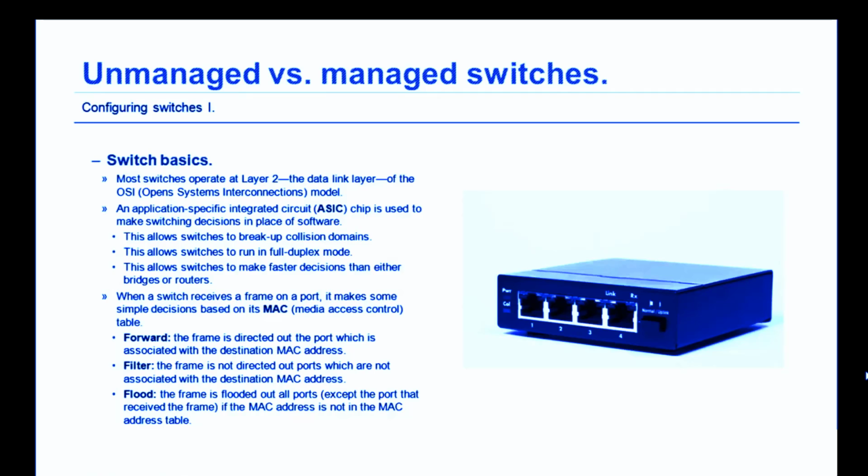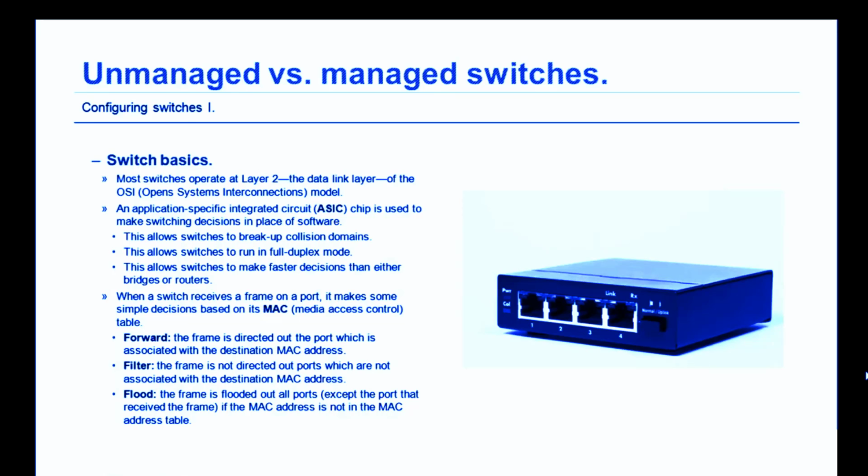or routers. When a switch receives a frame on a port, it makes some simple decisions based on its media access control table, or its MAC table. It will make one of three decisions. It may decide to forward the frame. That is where the frame is directed out the port on which the destination MAC address resides.